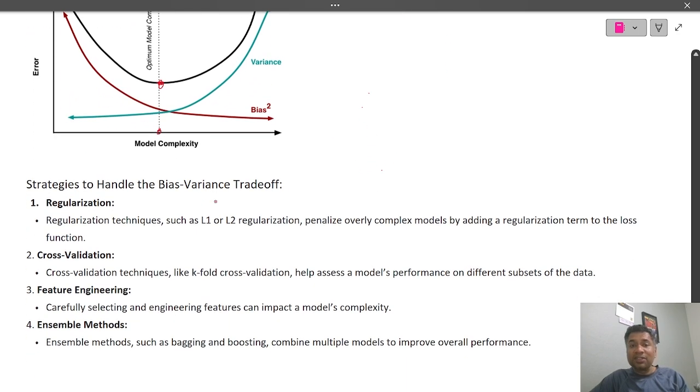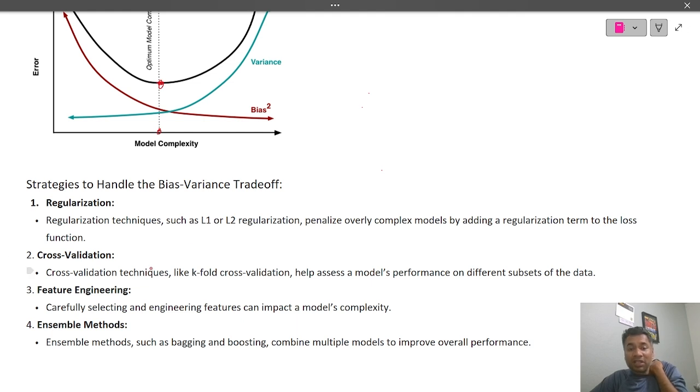Okay, so let's see the strategies to handle the bias-variance trade-off. We can see that if bias gets low, variance gets high. If variance is low, bias is high. So there are some ways to handle these cases. The first one is regularization. Regularization techniques such as L1 and L2 regularization penalize overly complex models by adding a regularization term. That's how we find the best model, and it penalizes the very complex models.